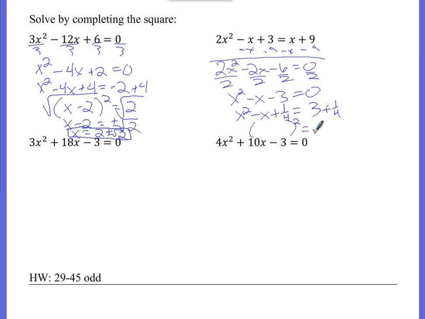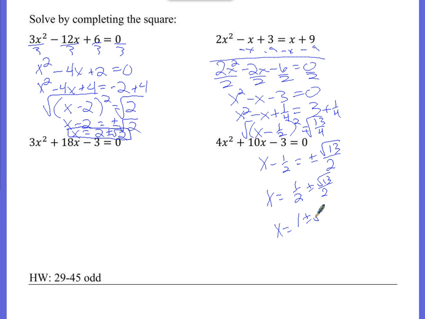3 1/4 is 13/4. Inside we have x minus 1/2. Now square root both sides. And we have x minus 1/2 equals plus or minus the square root of 13 divided by 2. We add 1/2 to both sides and we get x equals positive 1/2 plus or minus the square root of 13 over 2. Which I could write with a common denominator, x equals 1 plus or minus the square root of 13 over 2.